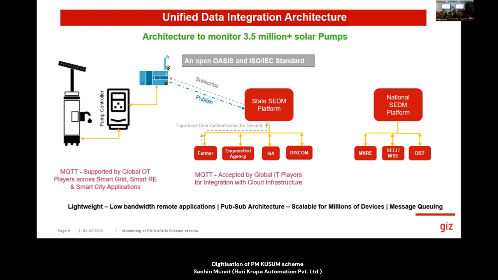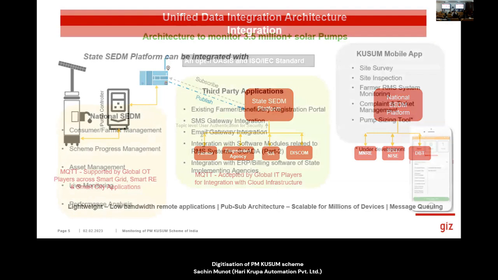And thus the architecture has been established so that it is manufacturer independent, and the MQTT protocol was chosen as this is an open OASIS standard. It can work in low bandwidth areas. It has a low packet size and can be easily scaled for millions of devices. So that has been designed in this platform.